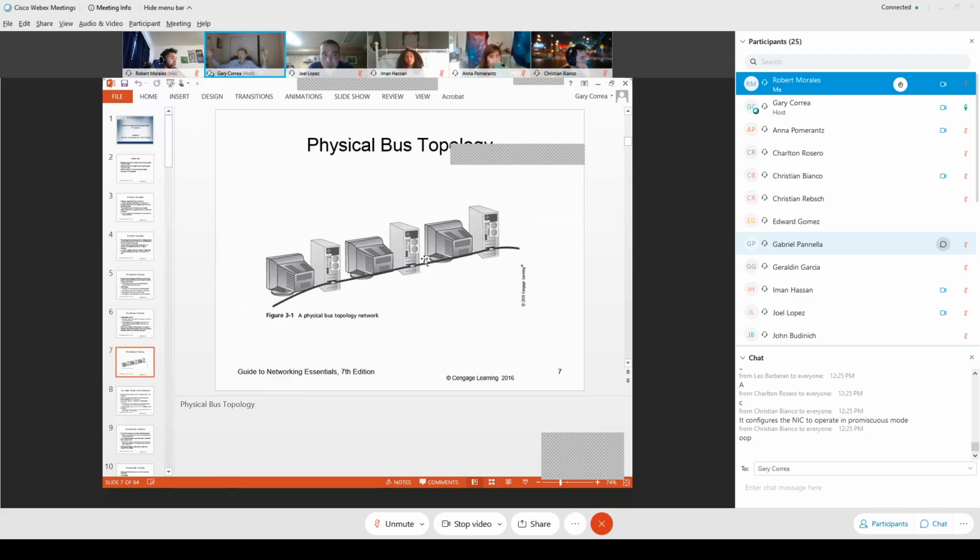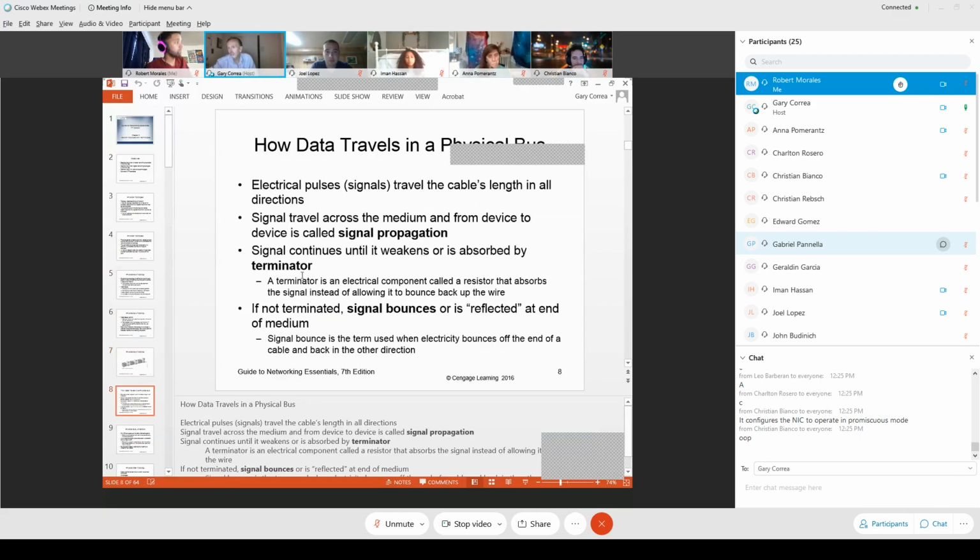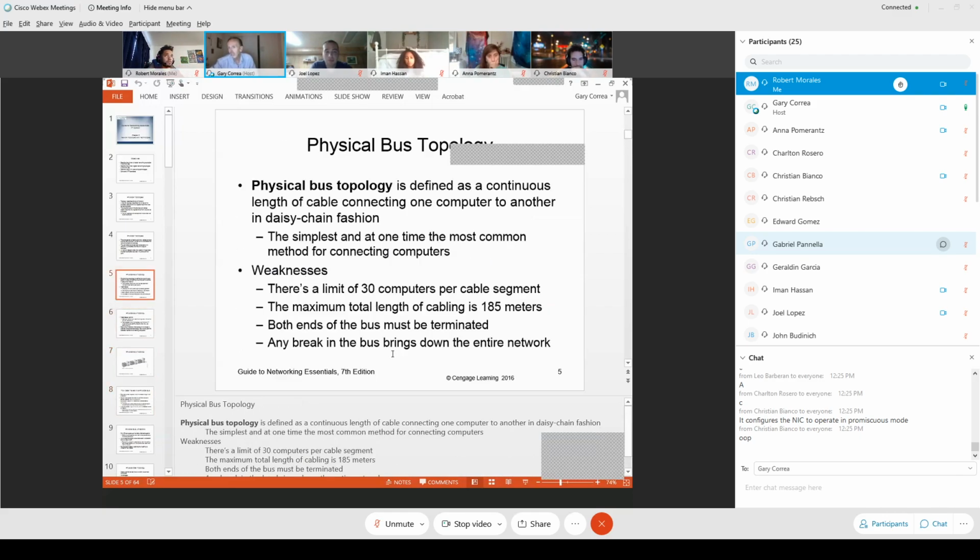One more time. Here's the wire. Termination, termination. If I break in the middle, I've still got termination, termination here, but I've got no termination on these breaks. An unterminated end brings the entire network down. So a single break in the wire and the entire network can't function. And that's the main reason why we don't use it anymore. Any break in the bus brings down the entire network.